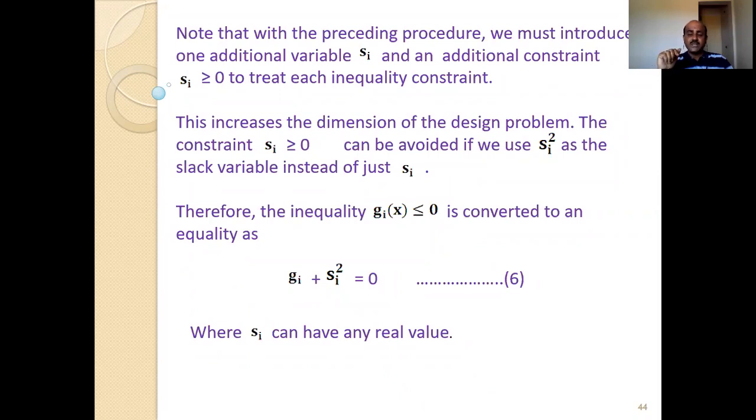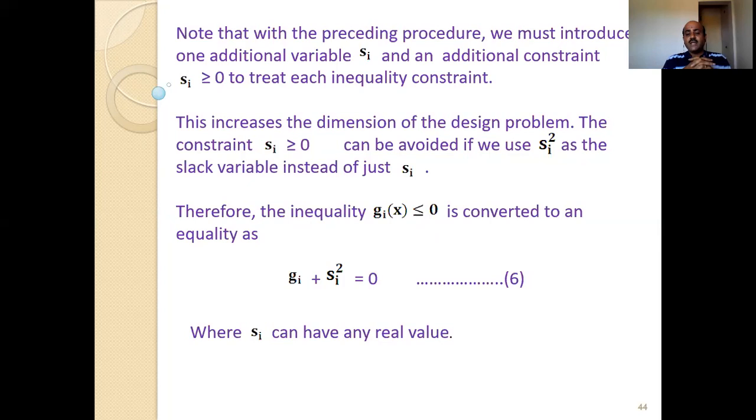To treat each inequality constraint, in the sense, one is equality, another is less than, that is, a non-negative number, a negative number and 0. Both we call an inequality. This increases the dimension of the design problem. The constraint Si greater than or equal to 0 can be avoided if we use Si square as a slack variable instead of just Si.